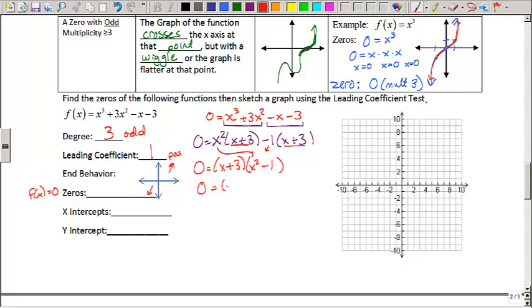And then I can finish this up by using a difference of two squares, x plus 1 and x minus 1. Set each of the factors equal to 0. I'm getting x is equal to negative 3, x is equal to negative 1, and x is equal to positive 1. Each of those factors appears only once in my polynomial. I have no duplications of my factors, so each one of these will have a multiplicity of 1. If it has a multiplicity of 1, you don't have to state it. My zeros are just going to be negative 3, negative 1, and 1.